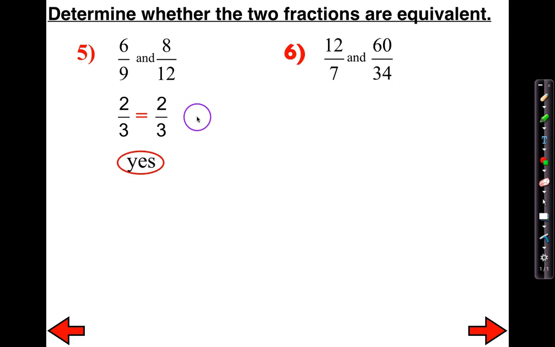How about 12/7 and 60/34? 12/7, there's nothing I can do to reduce it any further, so we're going to keep it as that. 60 over 34.